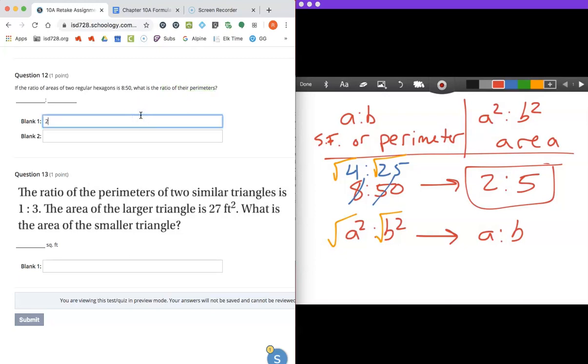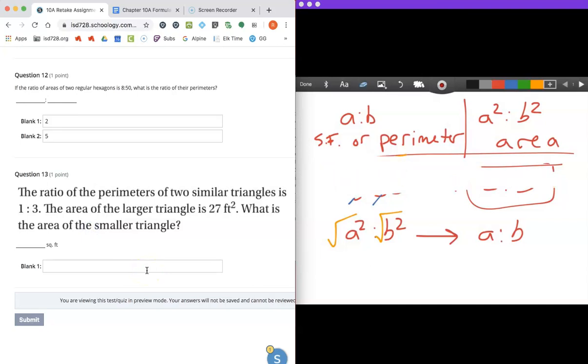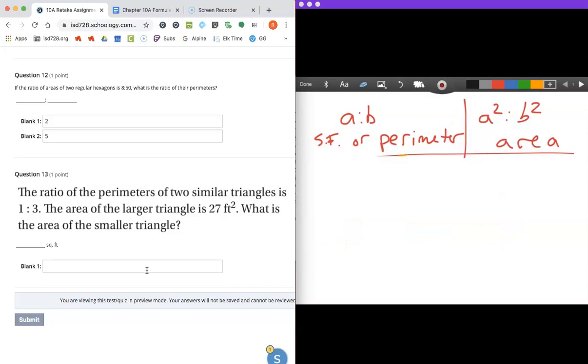Okay. And then the ones with proportions. So last one here. The ones with proportions, what you're trying to do is get the ratio in the proper terms. Usually it's ratio of areas on these problems. And then writing a proportion that we can cross multiply. So the ratio of perimeters of two similar triangles is 1 to 3. So that means 1 to 3 is currently A to B.